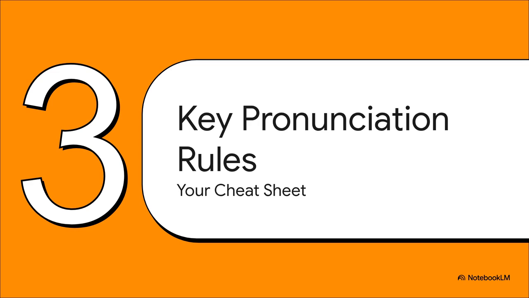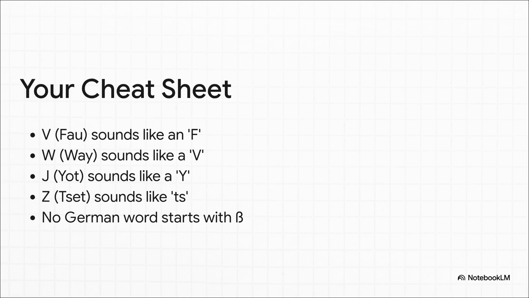So let's just boil it all down into one convenient cheat sheet. These are the absolute must-know rules from our lesson today. So here's the bottom line. If you can remember these 5 things, you'll avoid the most common mistakes. Remember, V sounds like an F, W sounds like a V, J sounds like a Y. Z has that sharp sound, and you will never, ever find a German word that starts with that sharp S, the S-set. Lock these 5 rules in your brain.